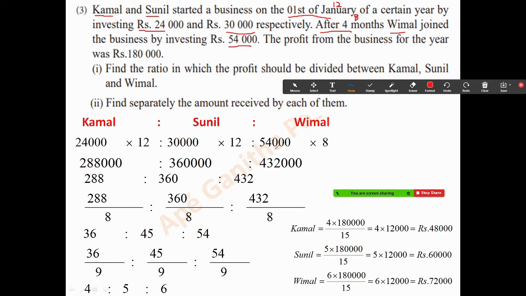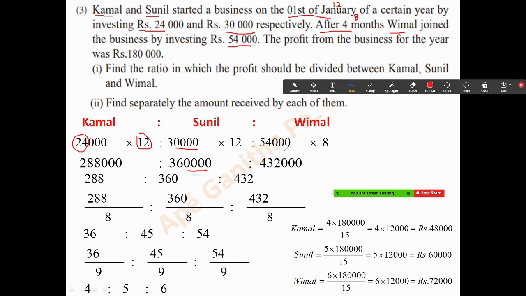This is the ratio. Let's multiply that. Here how many zeros? 1, 2, 3 zeros. First write those 3 zeros. Now multiply 24 by 12. That is 288. So what is the answer of this product? 288,000. For the next one, there are 4 zeros. Write those 4 zeros. Now 3 into 12 is 36.